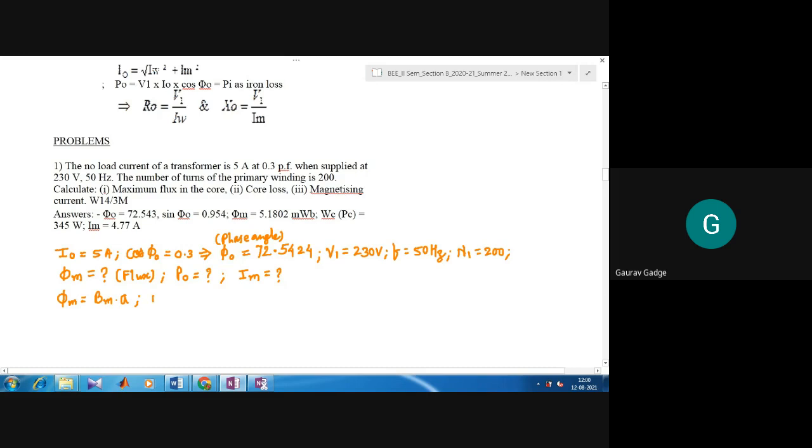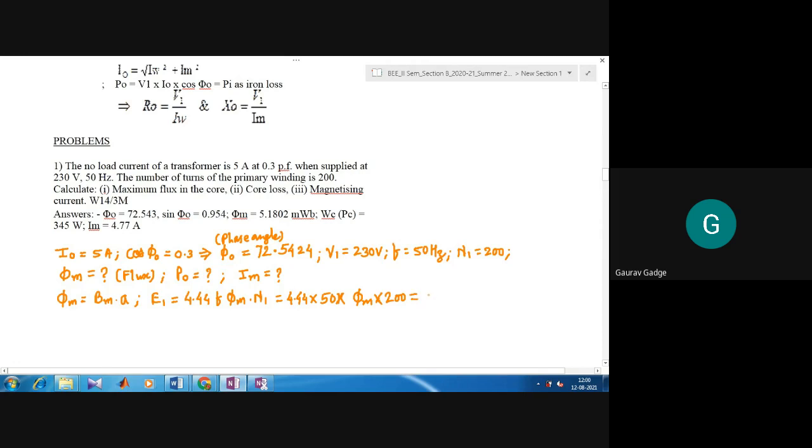Now we have another equation to understand. E1 is equal to 4.44 F phi m N1. तो अगर हम लोग ये एक्सप्रेशन यूज करें तो आपको क्या मिलता है? 4.44. फ्रीक्वेंसी कितना है? 50 हर्ट्ज. Okay, multiplied by phi m, the value of phi m that we have to find out, right? So keep that phi m multiplied by N1. Here number of turns are given, it is 200. It is equal to E1.